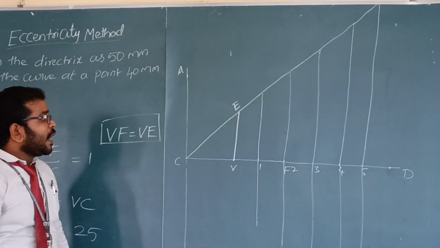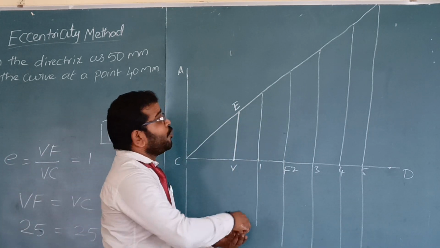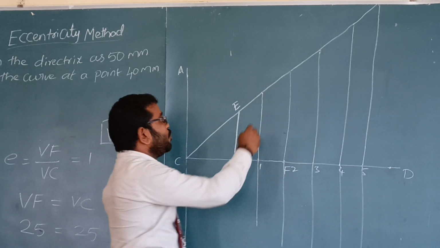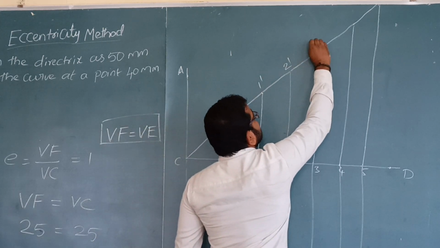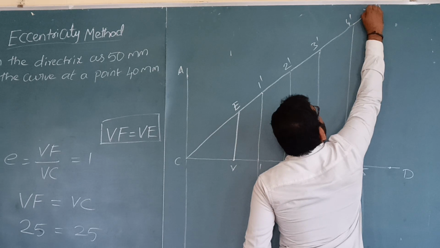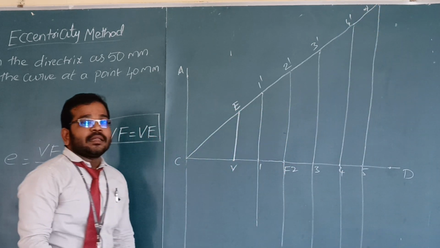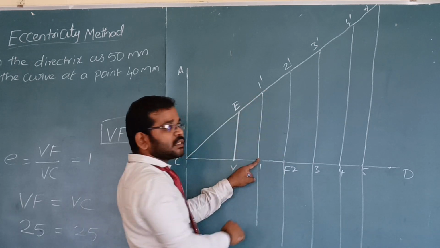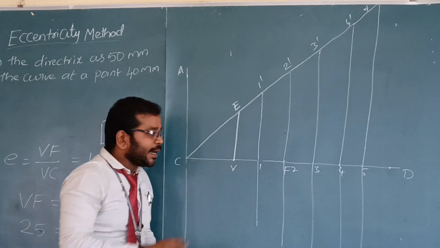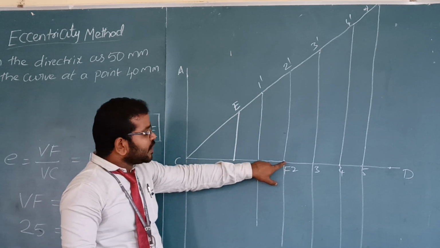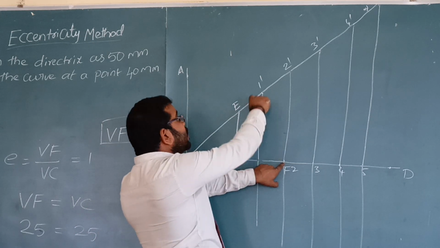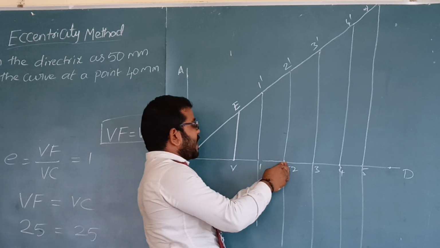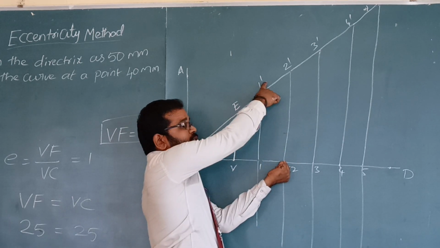Okay, and the next step is you make a point where each vertical line intersects the inclined line. You mark them as 1 dash, 2 dash, 3 dash, 4 dash, and 5 dash. Okay, and the next step is you take your compass and take a radius of 1 to 1 dash, with F as the center, to cut the 1 dash line above the axis line and also below the axis line.